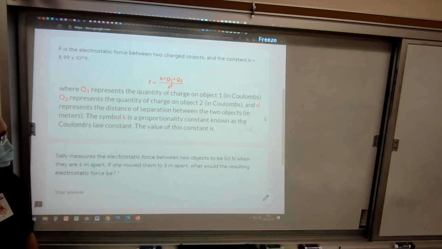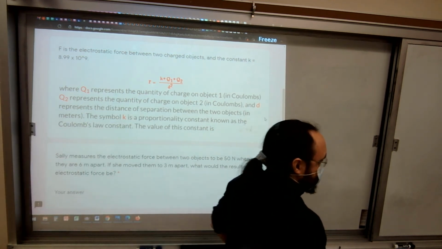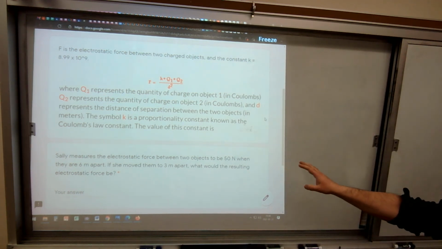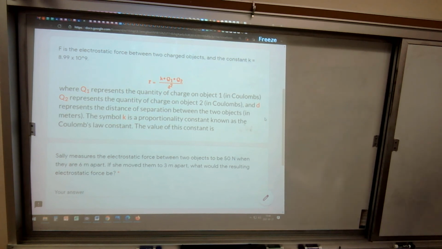And we'll practice this a couple more times. There's a question that's like this on the CTBA. And there's also a question that's not like this. It also uses Coulomb's law, so you're going to have to be careful.